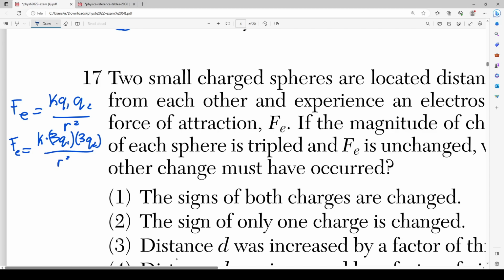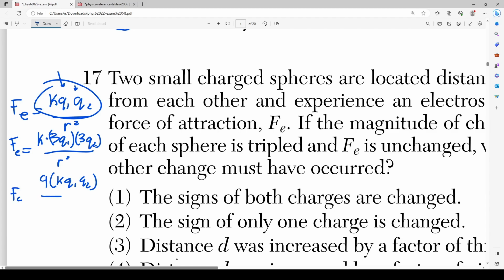And really what we can rewrite this as is this: we're multiplying every single value here together, right? Because our k stays the same, and these two are now equal to 3q, this entire numerator is 9 times greater. In another sense, what we did is the same thing as multiplying this entire numerator by 9. So we have 9 times k q1 q2, and we can just rewrite it as that.